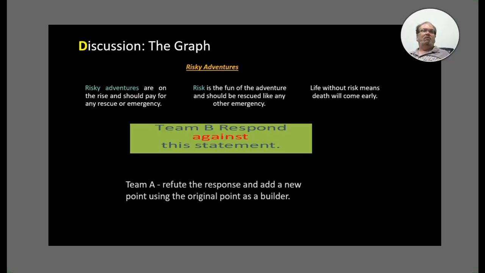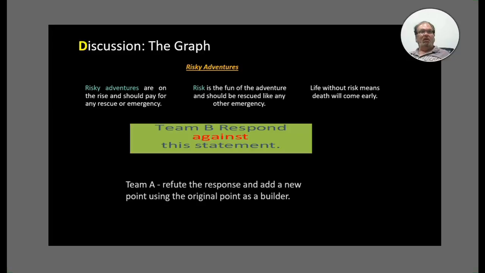Risk is the fun of the adventure and should be rescued like any other emergency. Risk in sports is a great idea. How can you refute that? How can you oppose that? So you make an opposition to that. Adventure without risk? It'd be boring. But maybe the risk is too much. Adventure is nice, but the risk of the adventure needs to be considered.